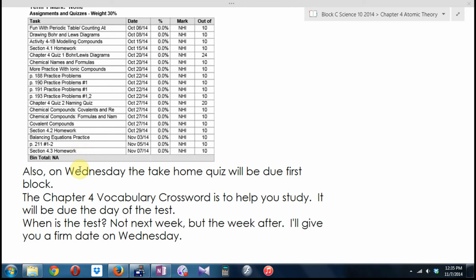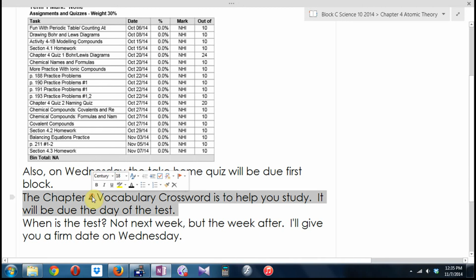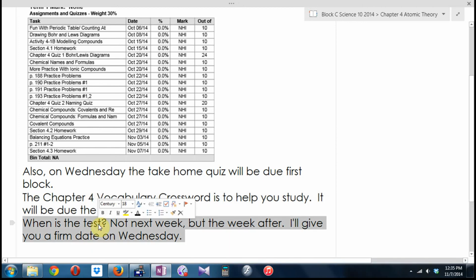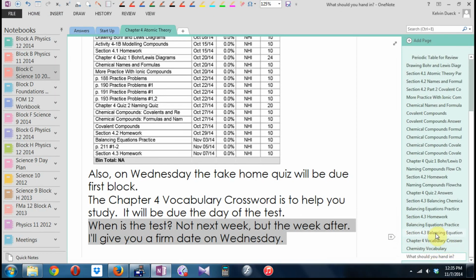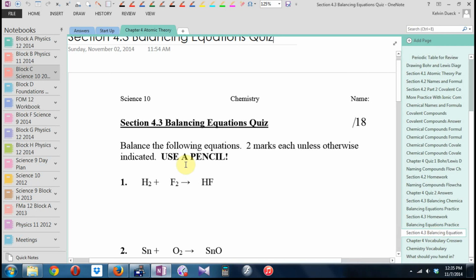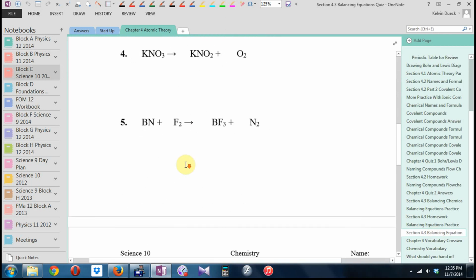This is great. So a week from today, first thing, you're going to hear me bellow out, get out your take-home quiz. We're going to mark it together. Chapter 4 vocabulary, you can work on that for the crossword. If you finished it already, great. I did put up the word list at the end of class last class, and you all took a picture. If you were away, I can show you that later. When is the test? Not next week, Wednesday, but the week after Wednesday, and I'll send an email out to that effect as well. Otherwise, you are working on section 4.3, balancing equations quiz. Okay?